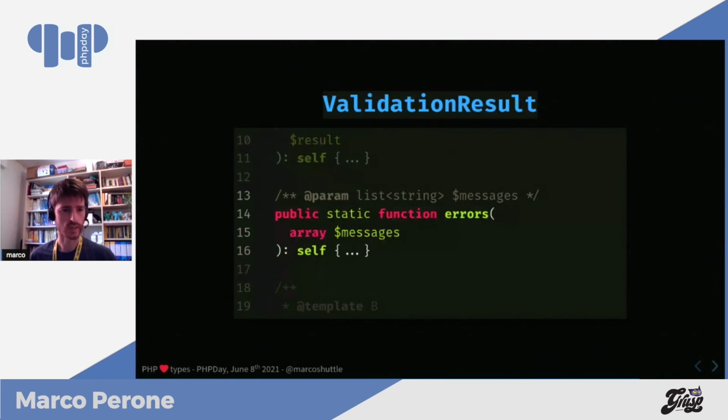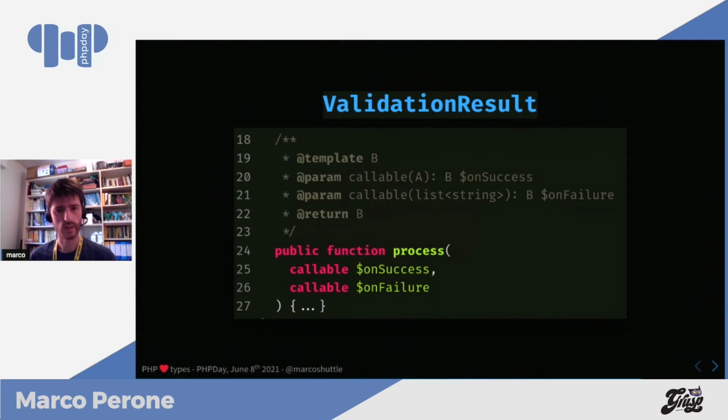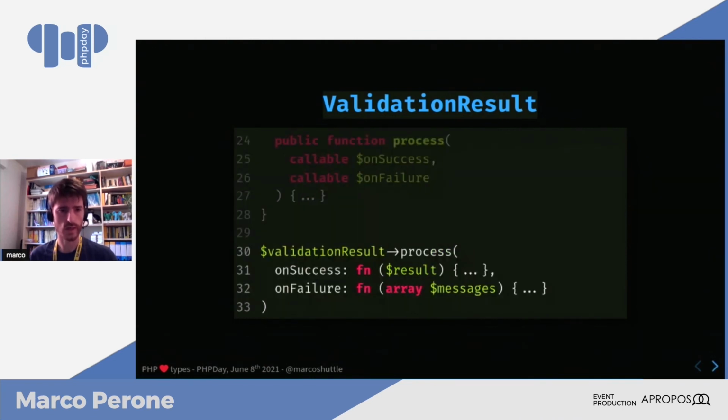the API that we provide them is as follows. We provide a single method process, which requires as input 2 callables. One will be invoked if the validation is a success, and the other callable will be invoked if the validation actually failed. The first of the 2 callables will have as input parameter only the valid result, and the second callable, which will be called in the failure case, will have as input only the list of error messages. So when a client of a validation result wants to process it, it calls this process method, passing these 2 callables. The first one will be called, as I said, in the success case, and the second one in the failure case.